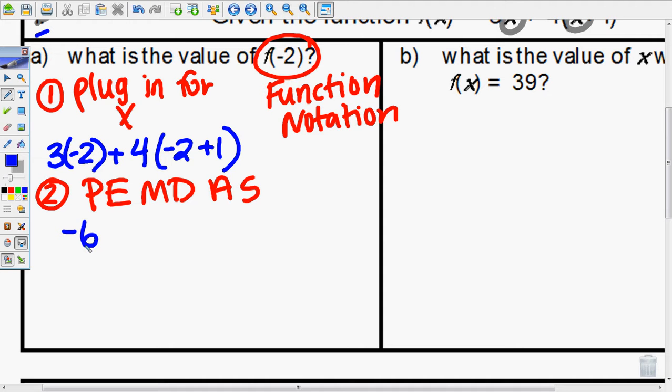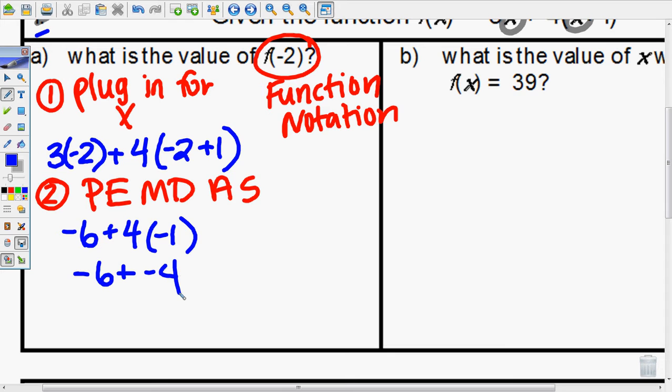Okay. So, we have negative 6 plus, and then what happens with these parentheses? Negative 2 plus 1 is what? Negative 1. Okay? So I've handled my parentheses. Keep going with PEMDAS. My next thing is to multiply, right? What is 4 times negative 1? Negative 4. Good job.